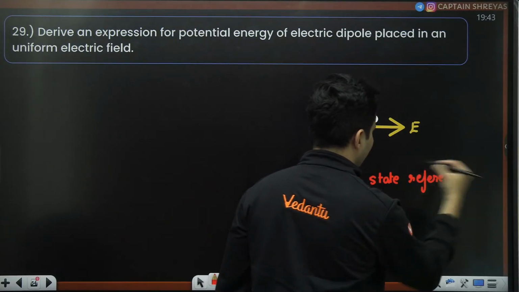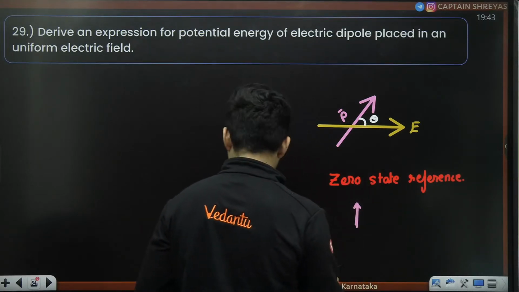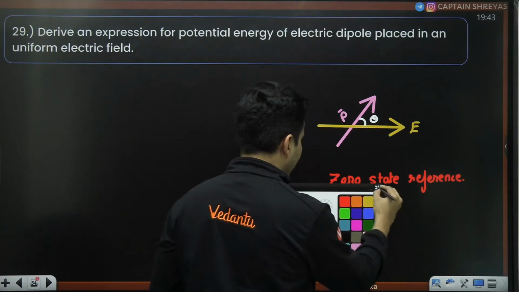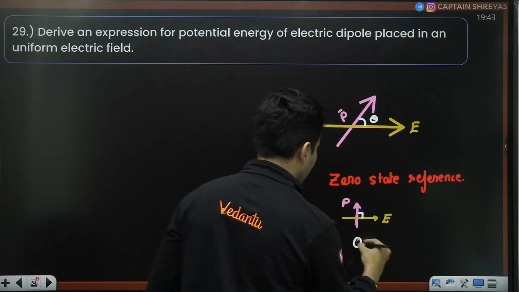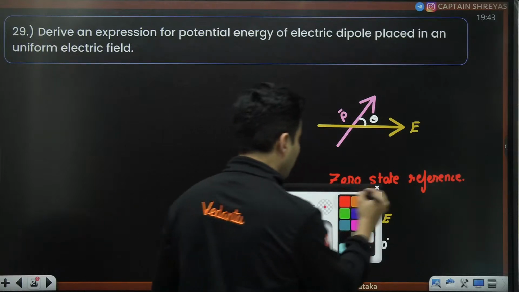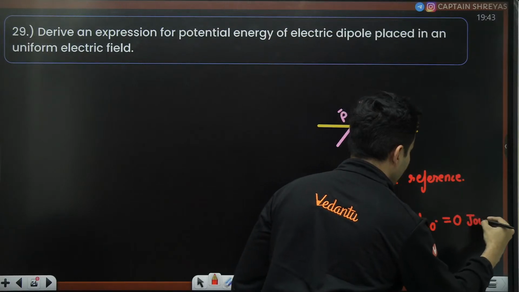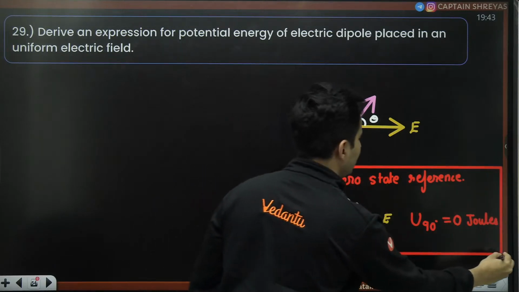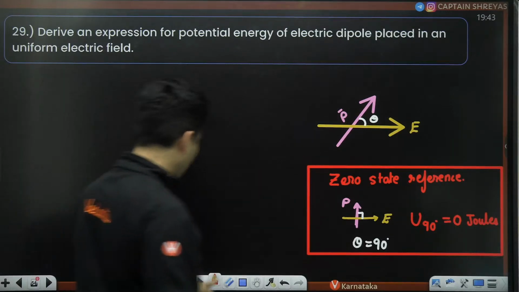Potential energy is always measured with respect to something, where we treat the potential energy to be zero when the electric dipole moment is perpendicular to the electric field. So theta will be 90 degrees. That's when the potential energy for that 90 degrees is going to be 0 joules. This is considered the reference energy or zero state energy. Very, very important. You should mention this, otherwise the derivation will be invalid.